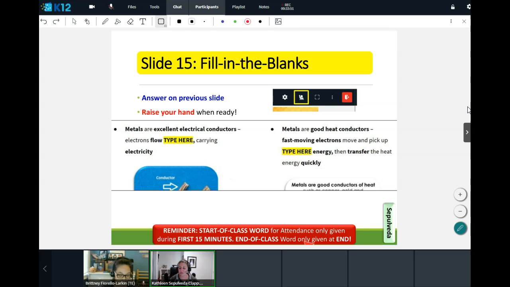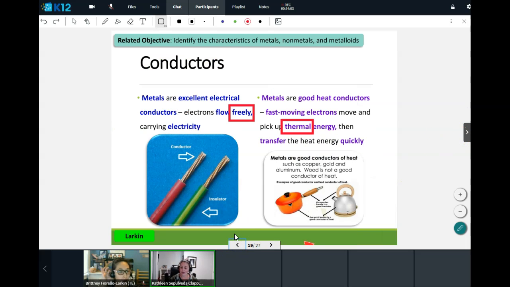I'm only going to give you about 30 seconds to get these in. There's only 2 answers. Easy enough. 30 seconds up on the clock. Go, go, go. Our time is running short, so let's go ahead and fill in freely and thermal on slide number 15. Go, go, go.